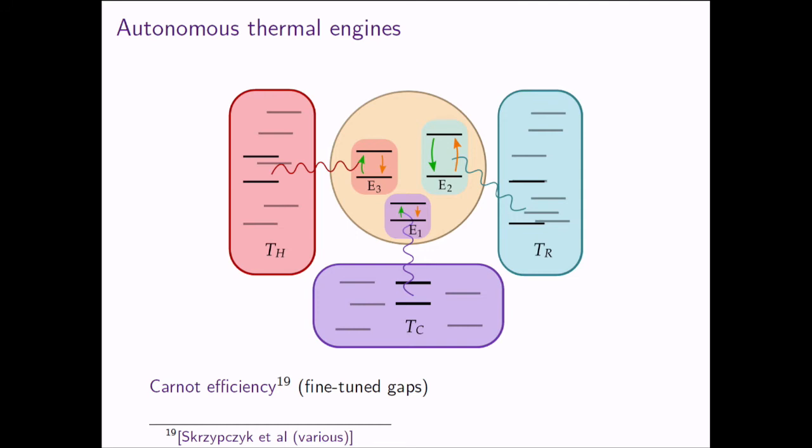And you can do this by just letting it run. And it reaches Carnot efficiency, which is the maximum efficiency in the classical, macroscopic case.